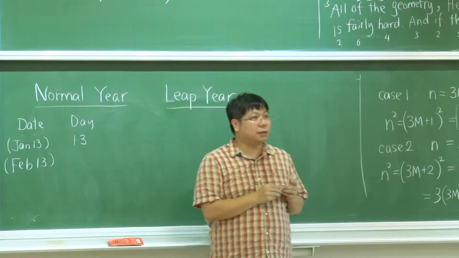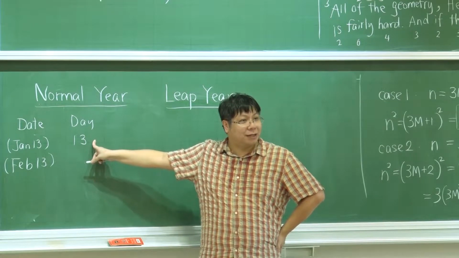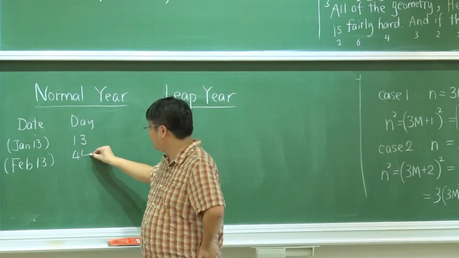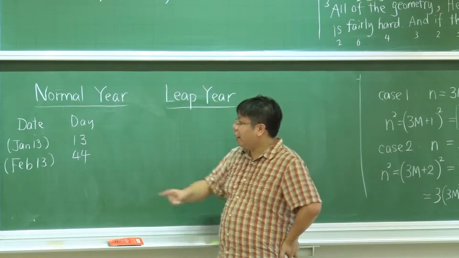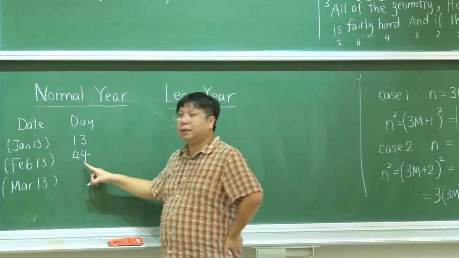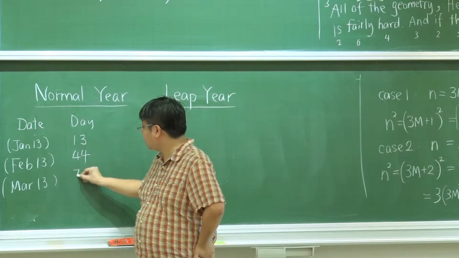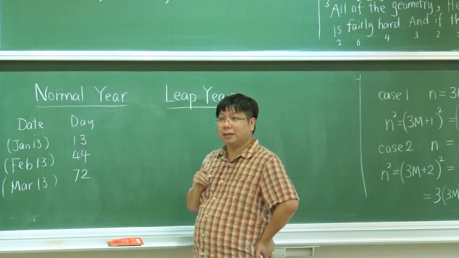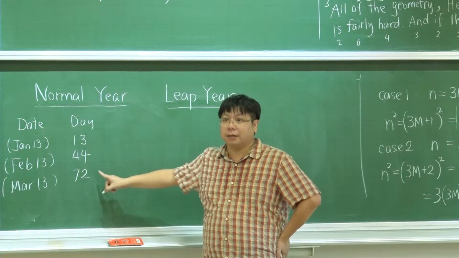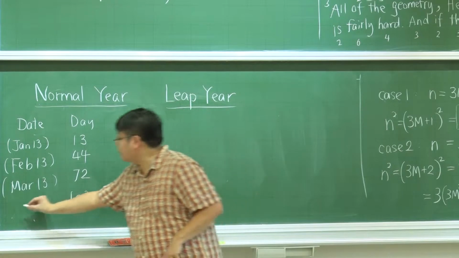February the 13th is going to be 31 days after January the 13th. Am I correct? You add 31, so it is going to be 44, right? Is that okay? And then March the 13th is going to be 28 days after this day, so this is going to be 72. Is that okay? Now April the 13th will be 31 days after this day, so it will be 103. Is that okay? So this is April. Don't be lazy, let me write it down.